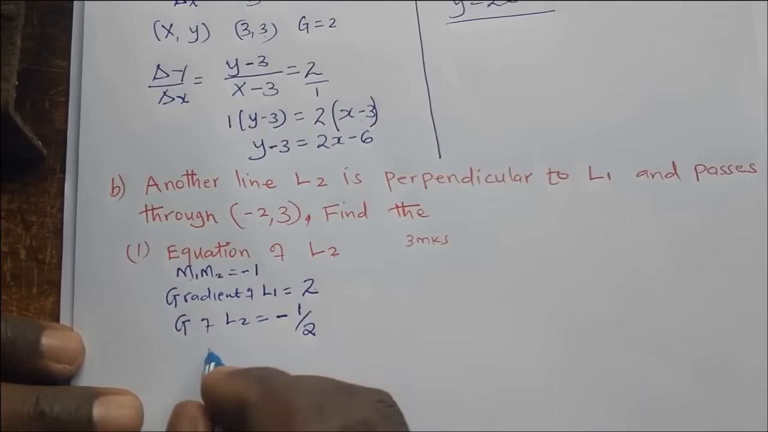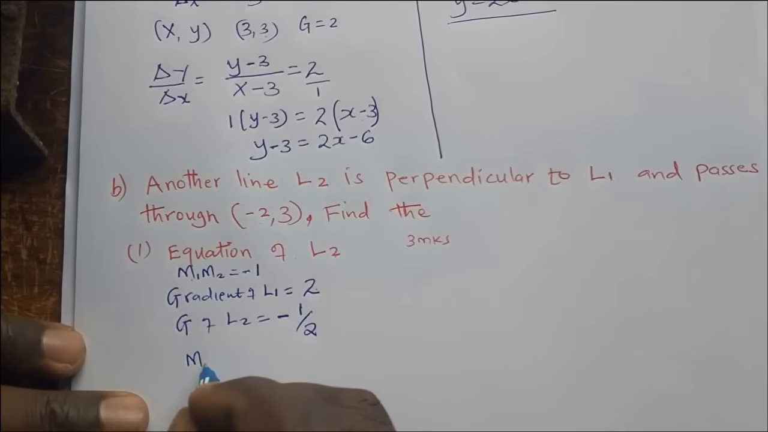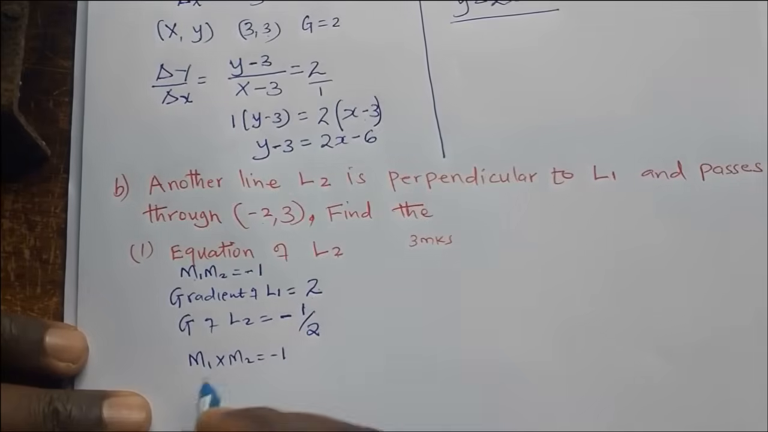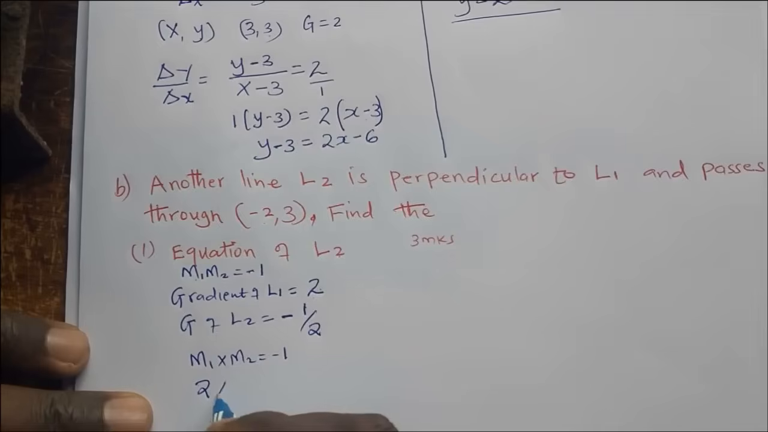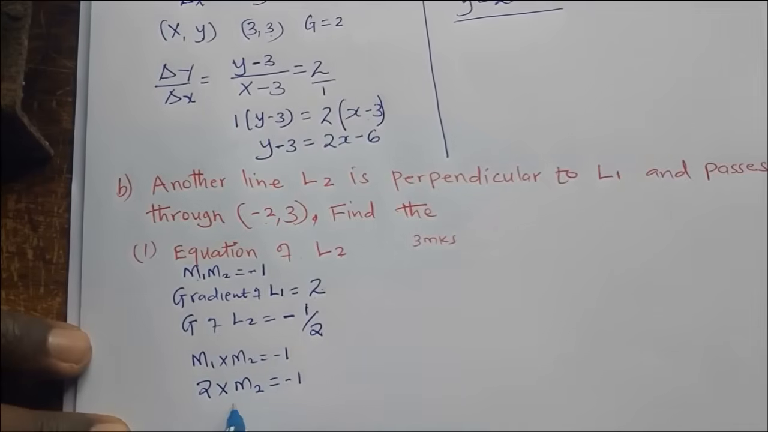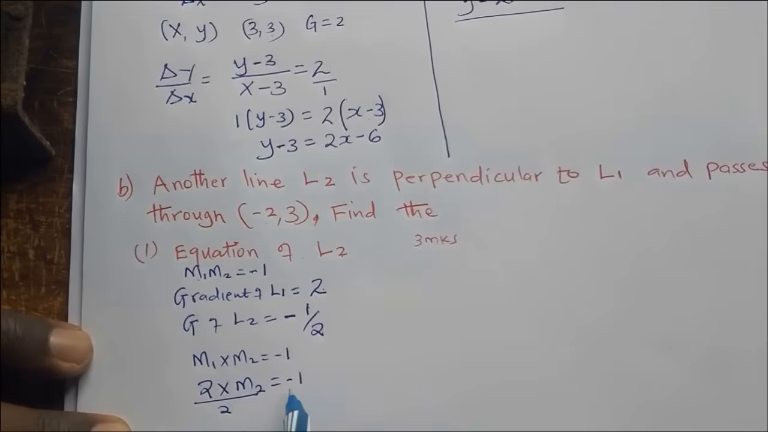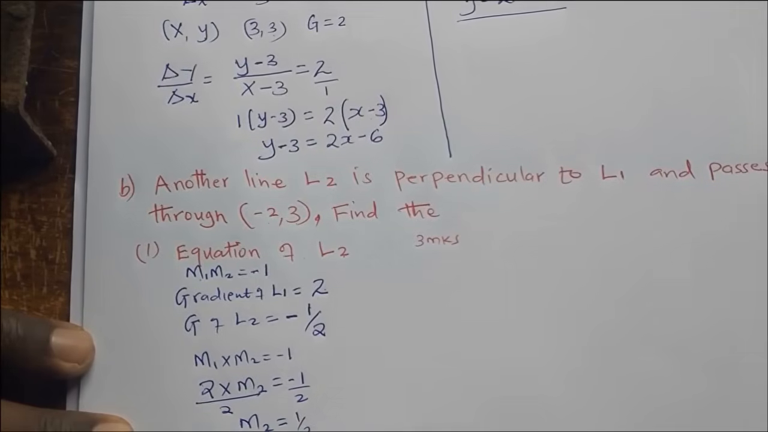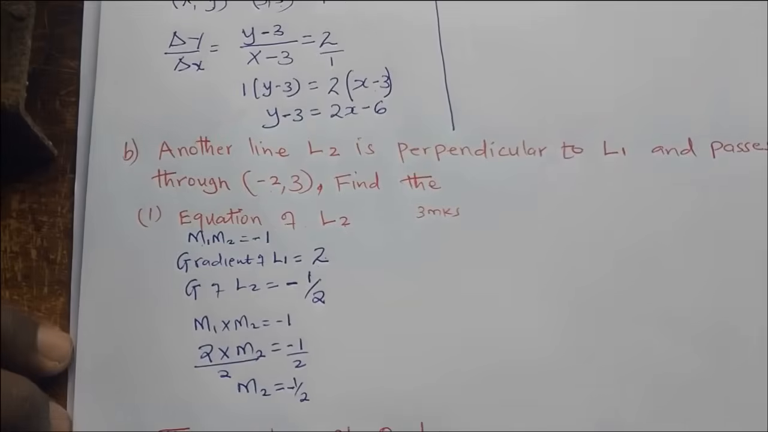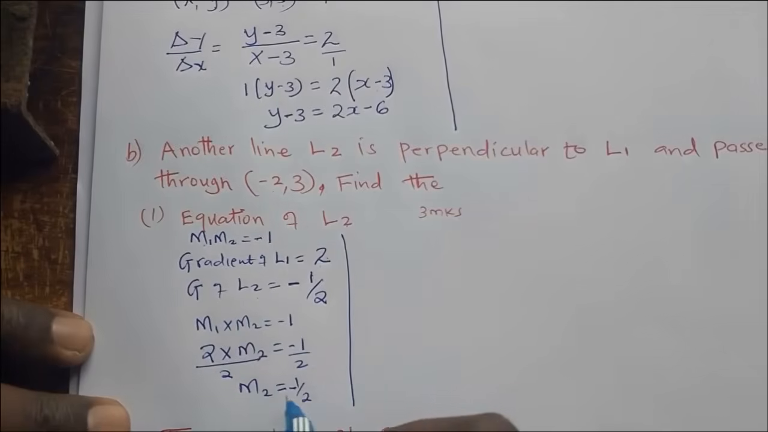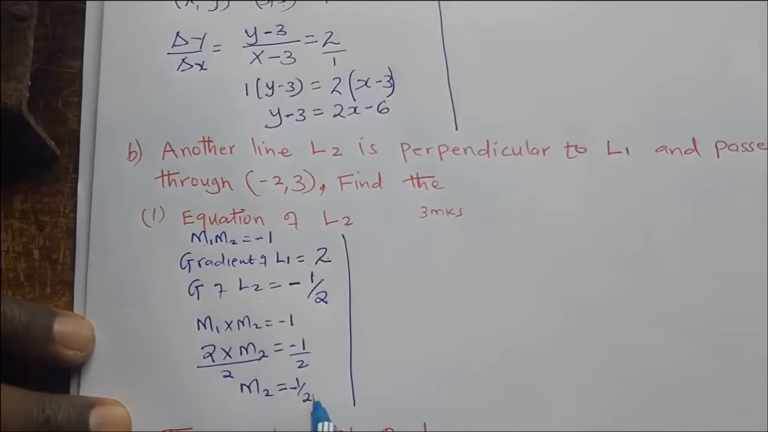Or you can do it like m1 times m2, the answer should be negative 1. We have 2, which is m1, times m2 we are looking for is equal to negative 1. Now divide by 2, therefore m2 is equal to negative a half. So you can as well do it like that. So the gradient of line L2 is negative 1/2.